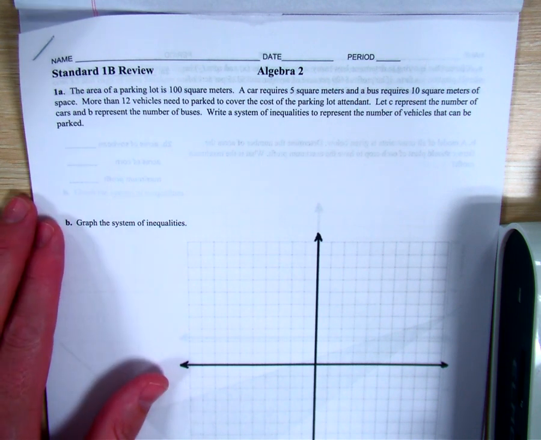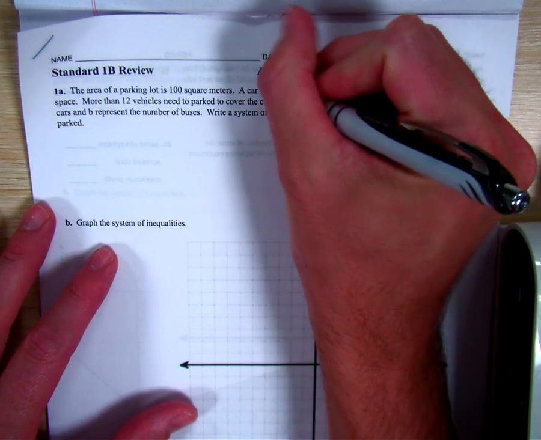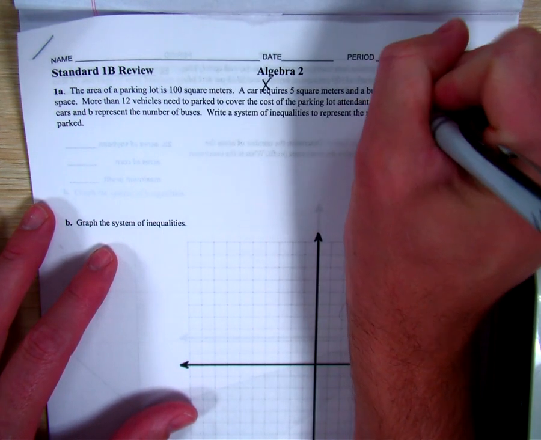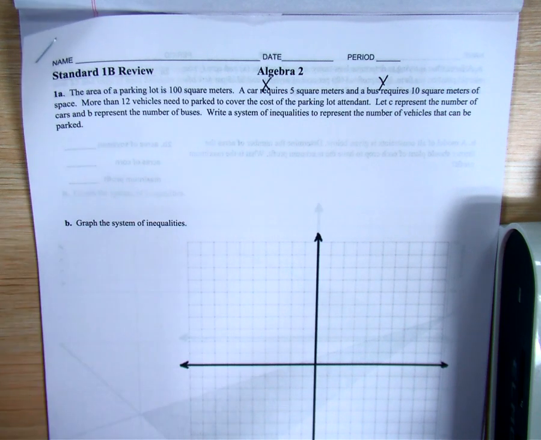Okay, we got the area of a parking lot is 100 square meters. A car takes 5 and a bus takes 10. So I'm going to call cars X and bus Y. More than 12 vehicles, so not 12, but more than 12, need to be parked to cover the cost of the parking lot attendant. Let C represent number of cars and B represent number of buses. I'm going to go X and Y. Okay, write a system of inequalities.